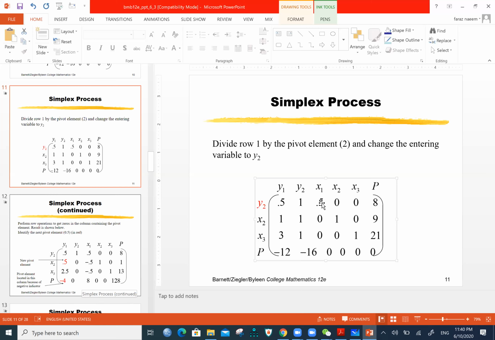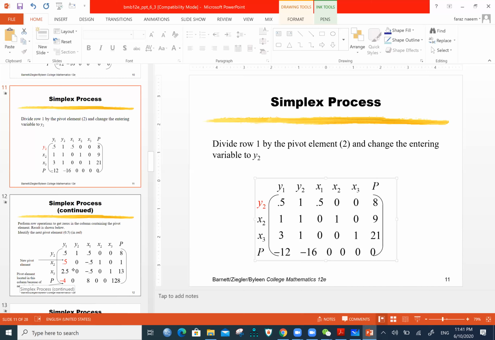And similarly, now we multiply this complete first row with plus 16 to make 0 here instead of this minus 16. So when we multiply this complete first row with 16, 16 times 0.5 is 8. And 8 and minus 12 will give us minus 4 here. Is that clear? Multiply this first row with 16. 16 times 1 is 16. And this minus 16 will give you 0 here. Is that clear?